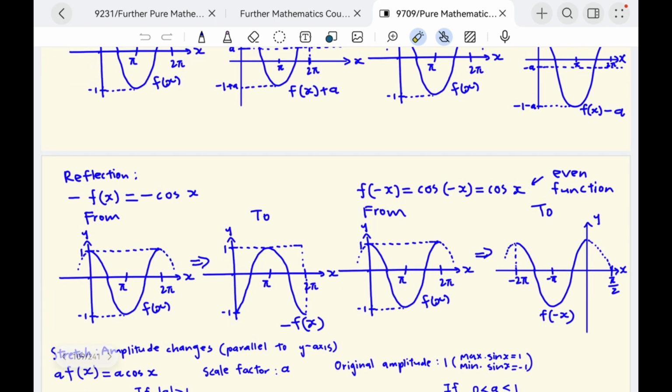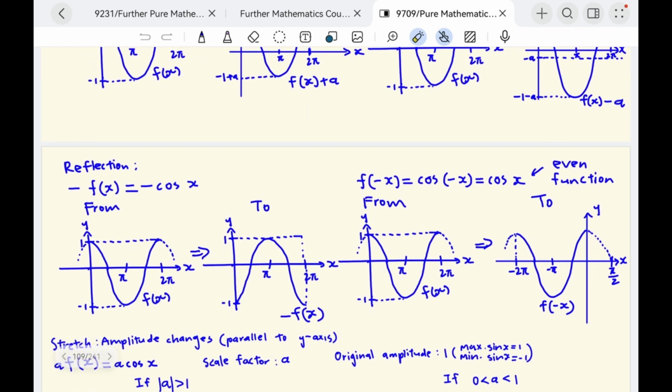So for the reflections, negative f(x), which means the negative cosine of x, is a reflection on the x-axis, which means you reflect the entire function. So for the first quadrant cycle, you reflect downwards. And for the negative graphs, you reflect upwards. Okay? Do the same thing for the last quarter cycle. So it turns out the negative cosine x will become like this. Okay?